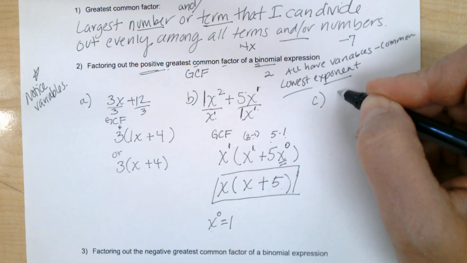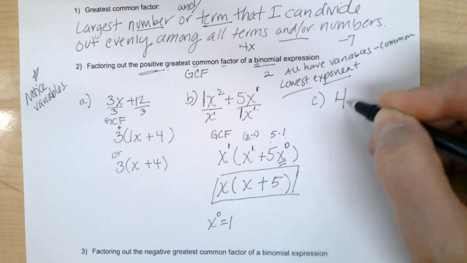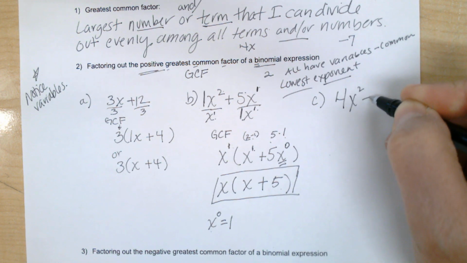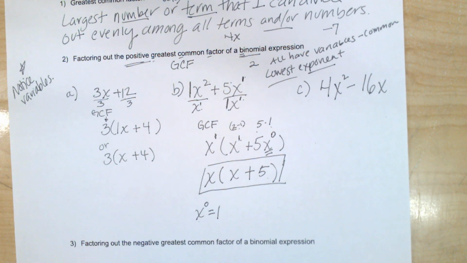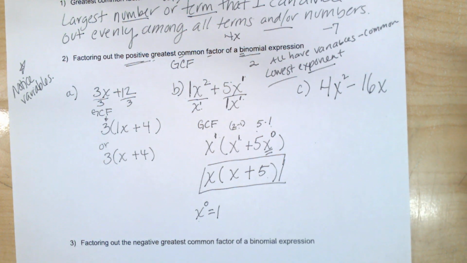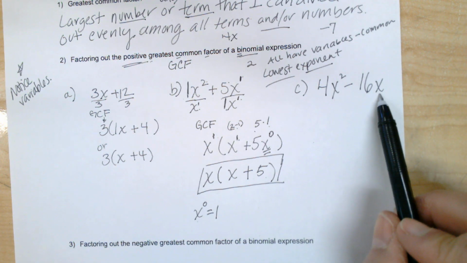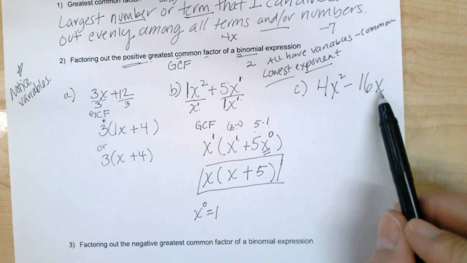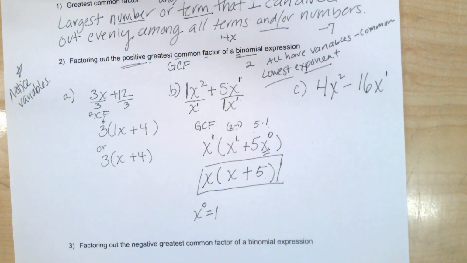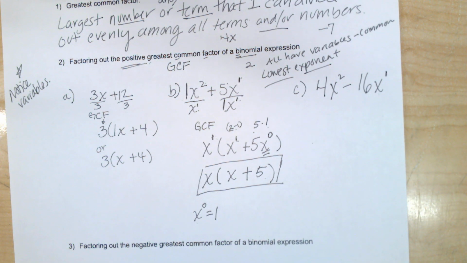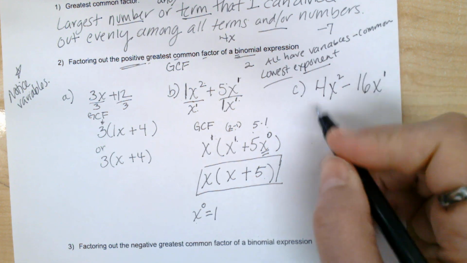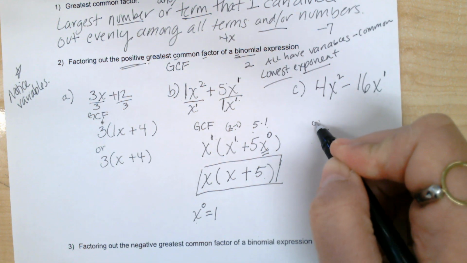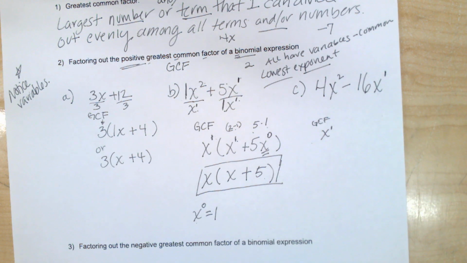Our next one is going to be, and this is the last one for this set, 4x squared minus 16x. And if you want to try it, go for it. You can pause the video and then you can come on back because I'm going to explain it. All right, so first, do we notice the variables? Yes, we have x squared and we have x to the first. Okay, we have the same variable, x. So what am I going to do? I'm going to look at the lowest exponent, and that's what I'm going to factor out. So our greatest common factor here is going to be an x to the first.